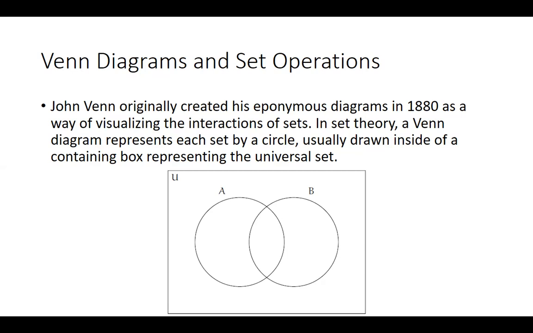In set theory, a Venn diagram represents each set by a circle, usually drawn inside of a containing box, which represents the universal set. So this looks a little bit different than just the two overlapping circles. We have this box around it, and the box labeled U represents the universal set. Then our circles are labeled A and B to represent set A and set B.